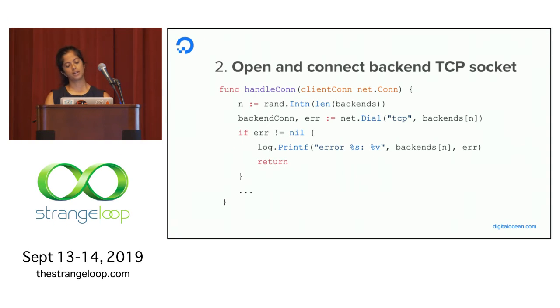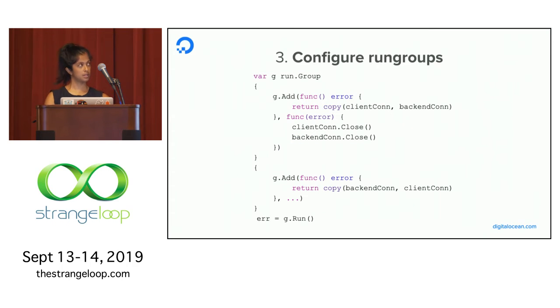So now we're going to open and connect a backend TCP socket to a remote address and port. Once we do that, this is where we use those actor Go routines that I mentioned. We have two Go routines that we're starting at the same time. One is essentially copying packets from our client connection to our backend, and one is copying packets back from our backend to our client. And we are starting these simultaneously, and if one of them happens to exit, the other Go routine will be terminated as well.